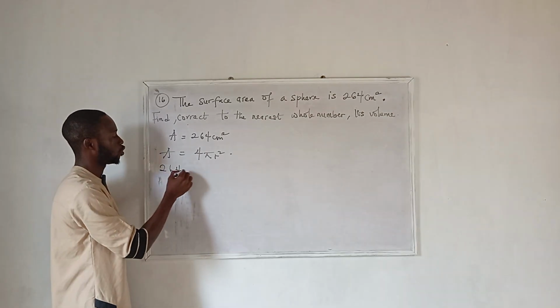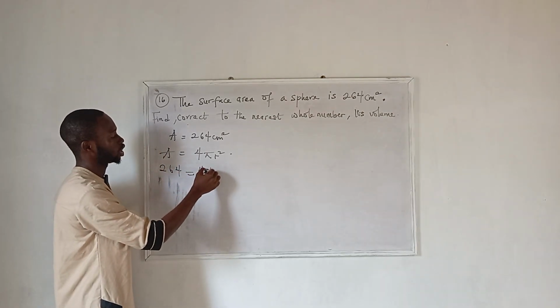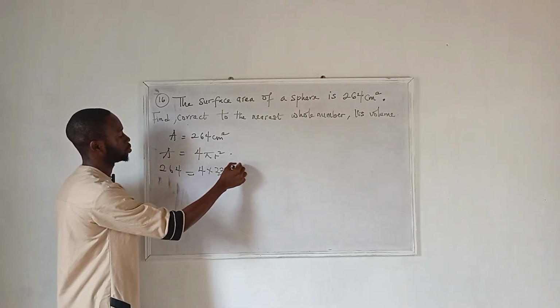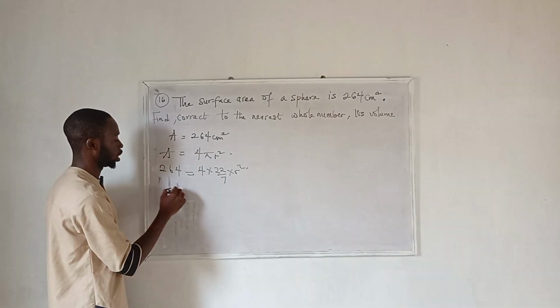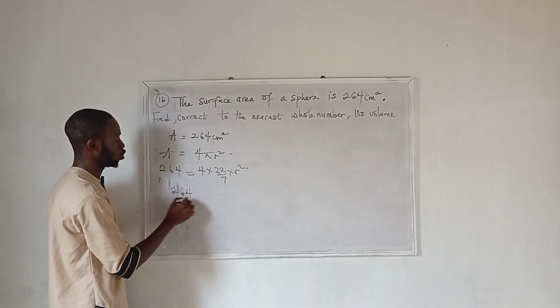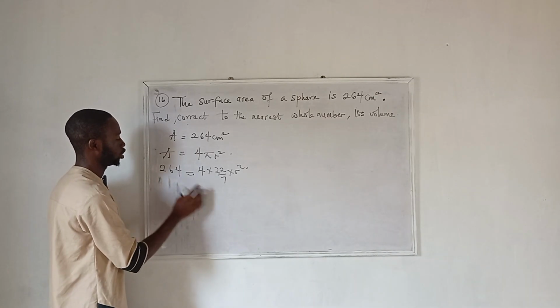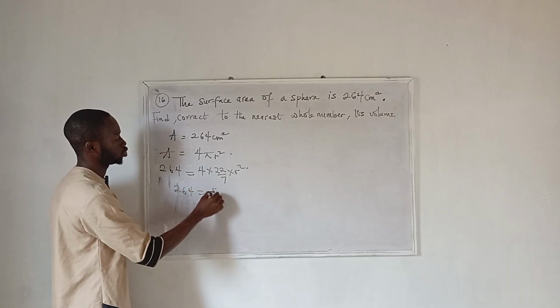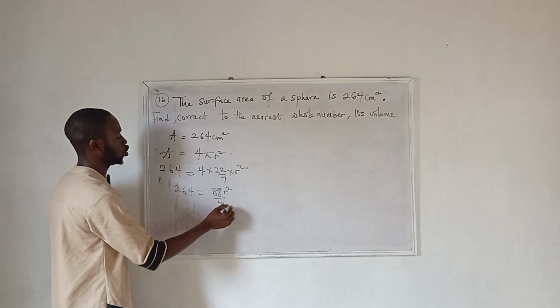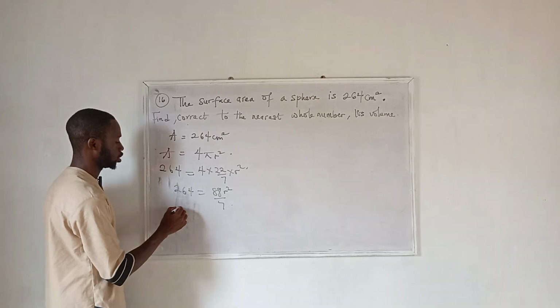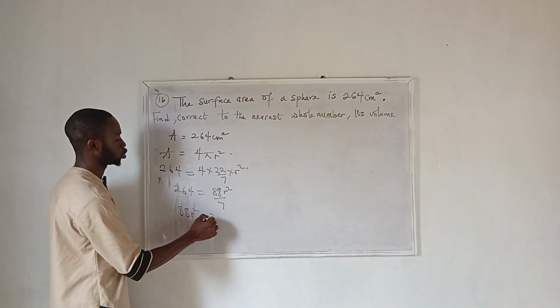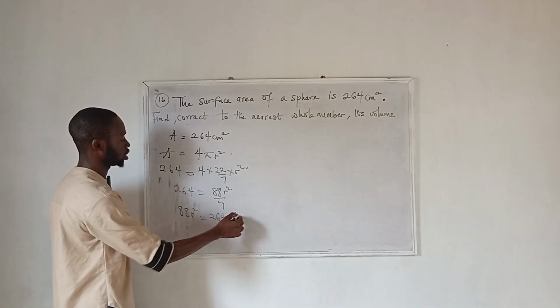Then we have 264, which is the area. You have 4 times 22 over 7 times r squared. If we cross multiply, we have 264 equals 88 r squared over 7. Then we can cross multiply. We have 88 r squared equals 264 times 7.